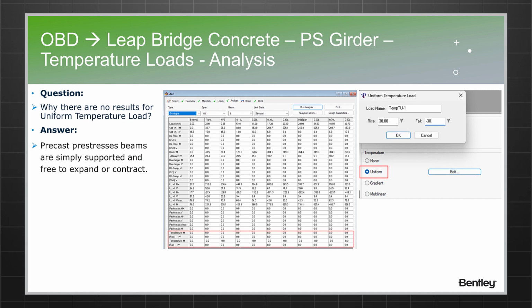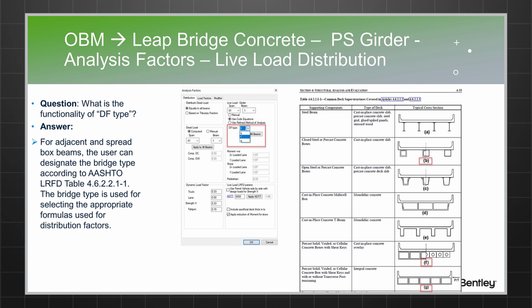So the user should be able to apply temperature loads to the girders. There are times when the program will not show any results for uniform temperature load, and the reason is that precast prestressed beams are generally simply supported and free to expand or contract. Because of that, in the analysis tab, when they run the analysis, the program will show values of 0 for the temperature moment and shear values. In the previous versions, this new feature was not available.